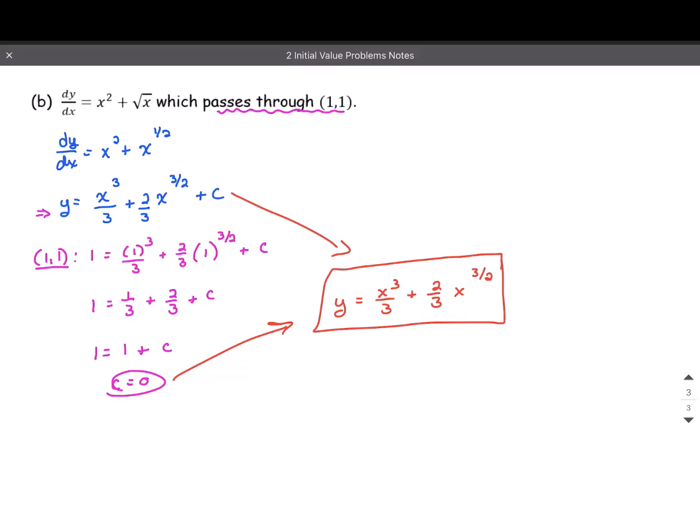So remember, for initial value problems, we start off exactly the same as we do for an antiderivative. We find the general solution to the differential equation, but then we take the point that we were given in the original problem that we know the particular solution has to pass through. We substitute in values of x and y and solve for c. Do not forget to plug that c value into your antiderivative to give me your final answer.